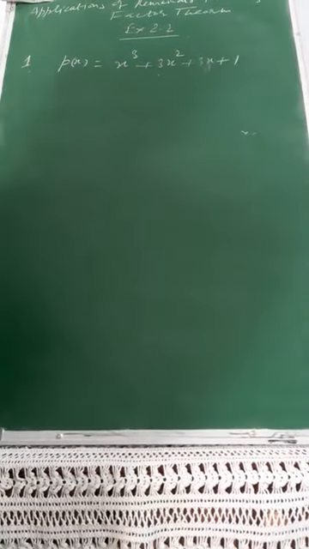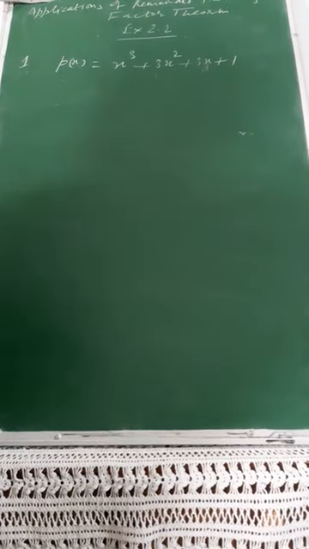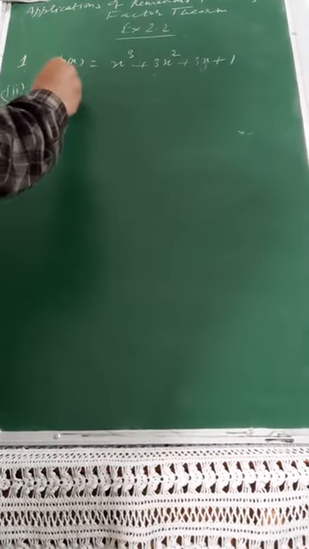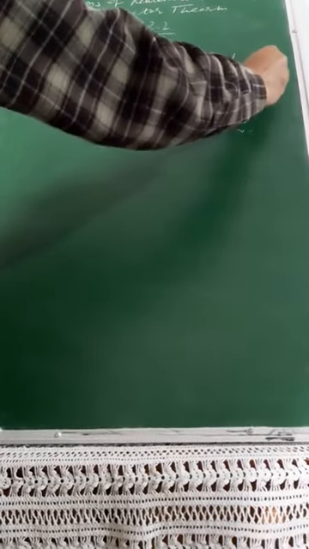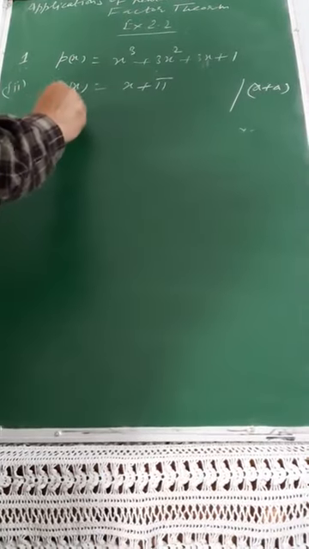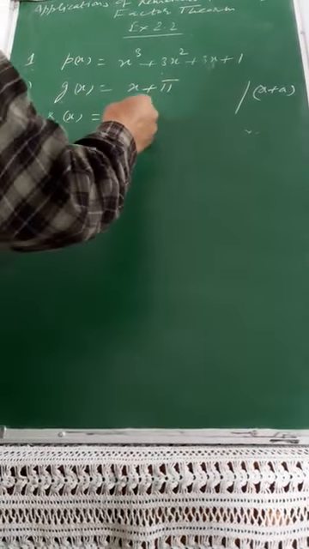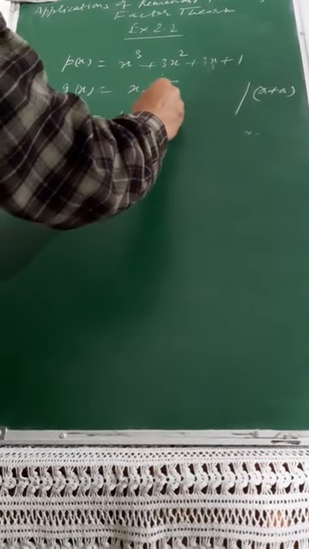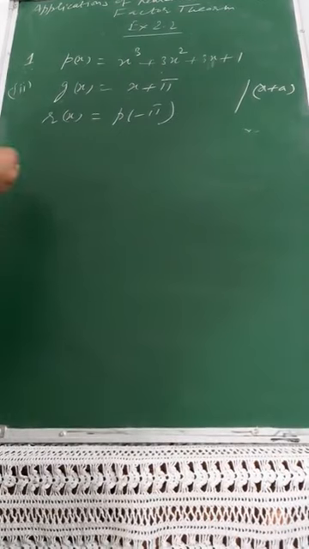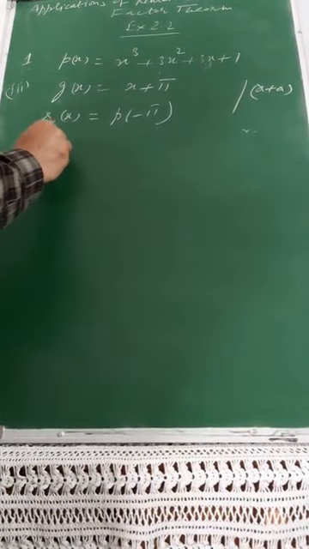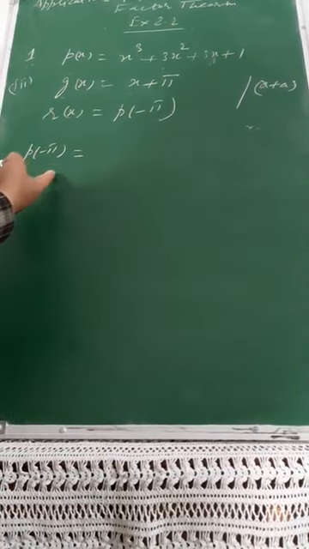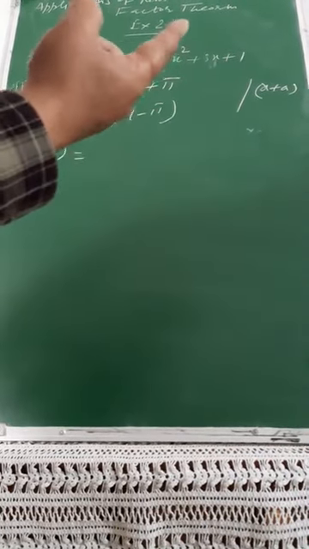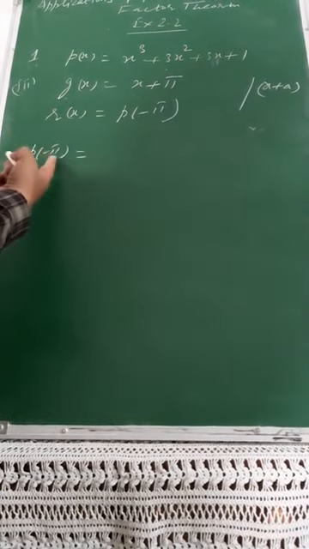In the third part, it is x plus pi. Your divisor is x plus pi, so again it is in the form of x plus a. So your remainder will be in the form of p(minus pi), because a here is pi and it is with a plus sign, so my remainder will be with a minus sign. When it is divided by x plus a, the remainder will be p(minus a). So a is pi, so that is p(minus pi).